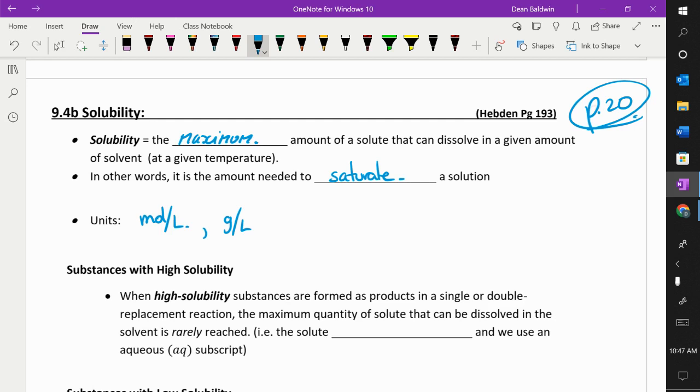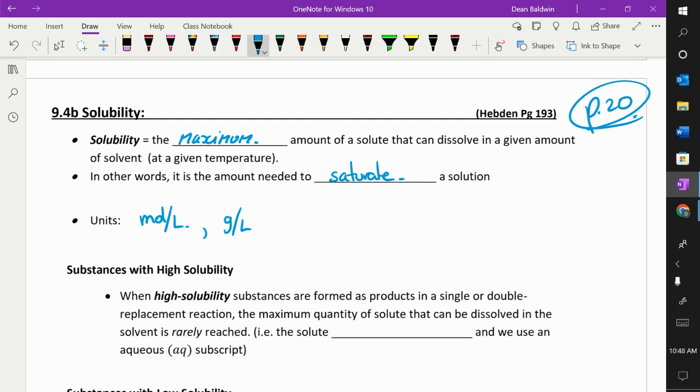When high solubility substances are formed as products in a single or double replacement reaction, the maximum quantity of the solute that can be dissolved in the solvent is rarely reached. So if it's really soluble, you can keep dumping stuff in, right? Some things you'll never reach. We'll talk about that in a sec. It's difficult to reach the saturation point.